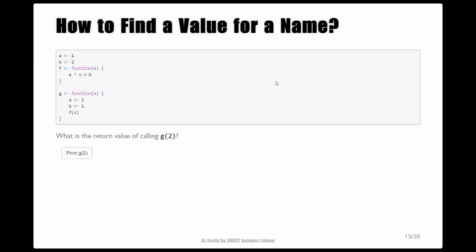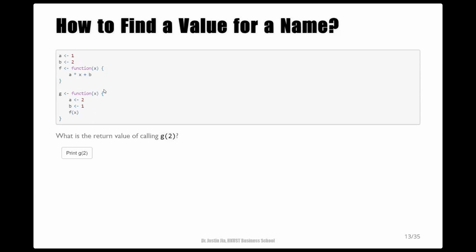Hello guys. Today we are going to continue our discussion on R functions. And we are going to start with looking at one important aspect of function executions. That is, when a function sees a name in its body when it runs, how does it find a value for that name? Let's take a look at one example.